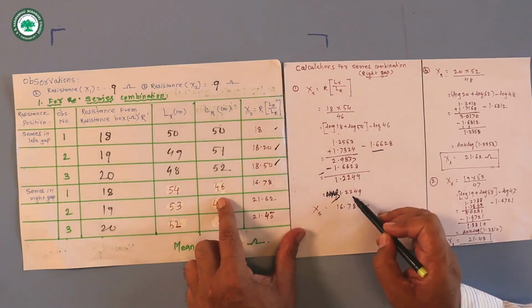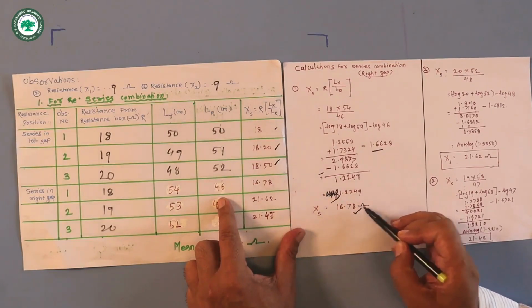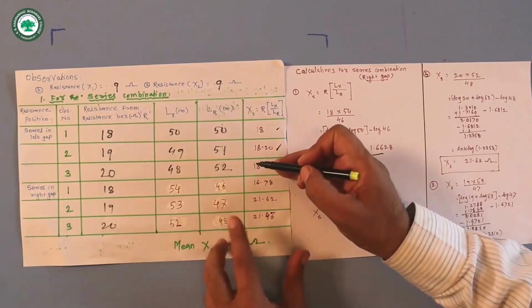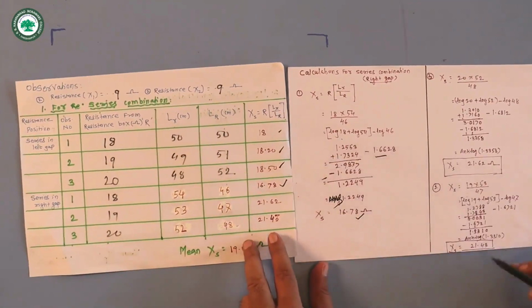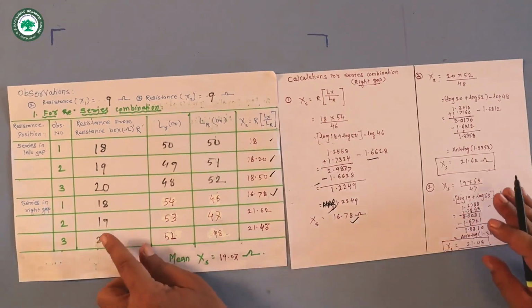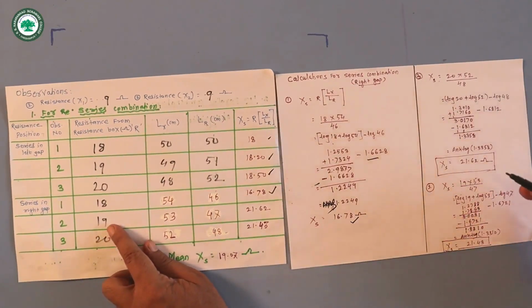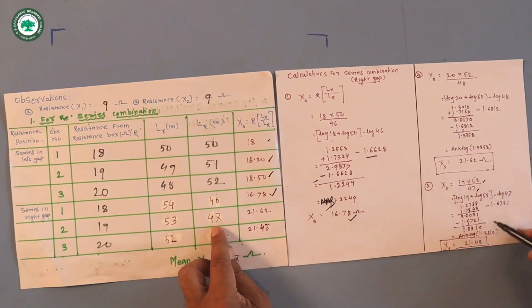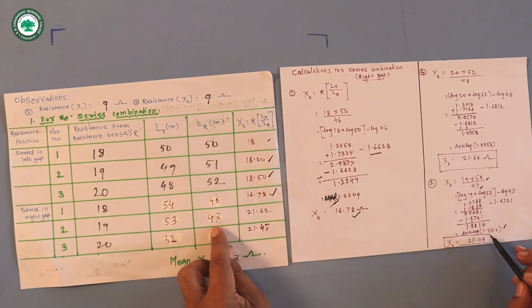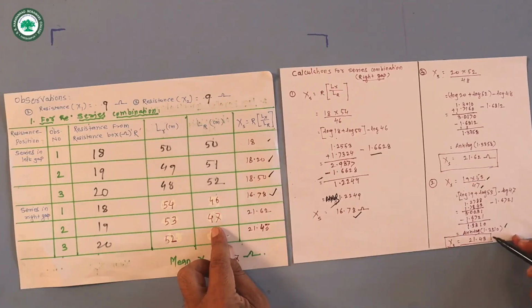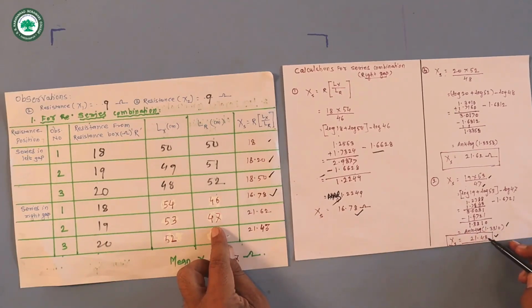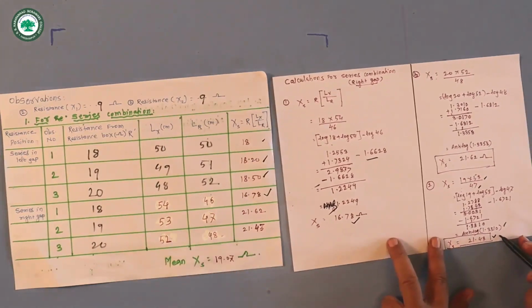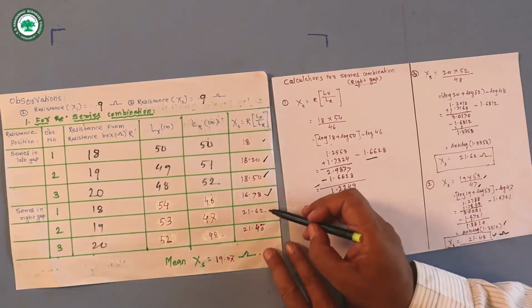Antilog of this, 1.2249, answer is 16.78. Now this answer is like this one. In a similar way, we make this second calculation, that is 19, 52, then 47. Using logarithm, get the antilog of 1.3310, get the answer 21.43 ohm. Now here answer is like this one.